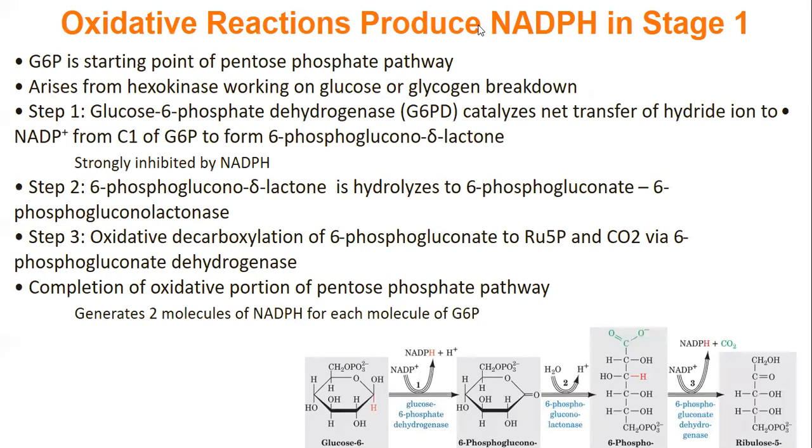The carbon that leaves to form CO2. Carbon numero uno. Carbon number 1. So 1, 2, 3, 4, 5, 6. It's the one that turns into a lactone. That's the carbon that's going to disappear. Yep, C1.